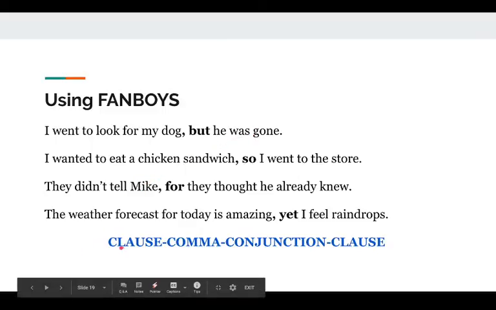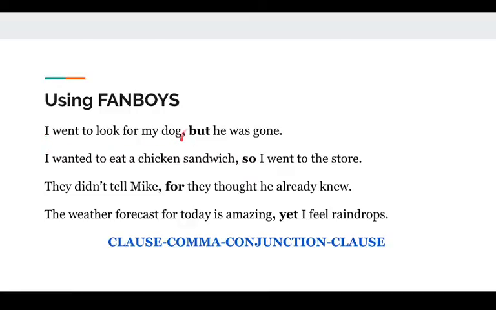So that's why we're going to be following this clause, comma, conjunction, clause kind of equation, you can think of it as. So here the clause is, I went to look for my dog. And then we have the comma, which is right here before the conjunction. And then after the comma, we have the conjunction. In the sentence, it's but. And then we have the clause following that conjunction. So he was gone. So altogether, it's the clause, I went to look for my dog, comma, conjunction, but. And then the other clause, he was gone.